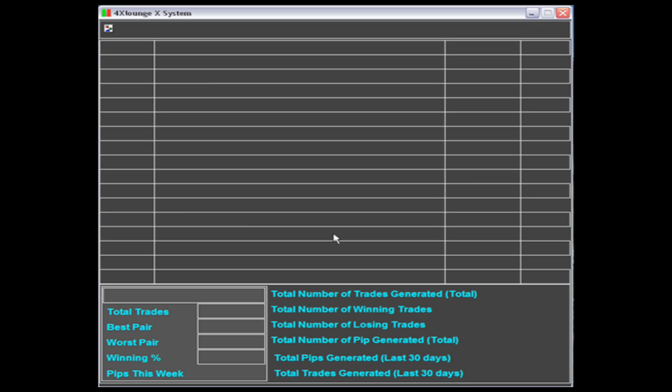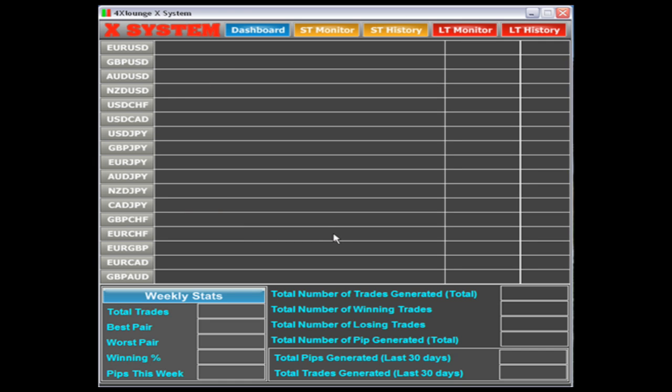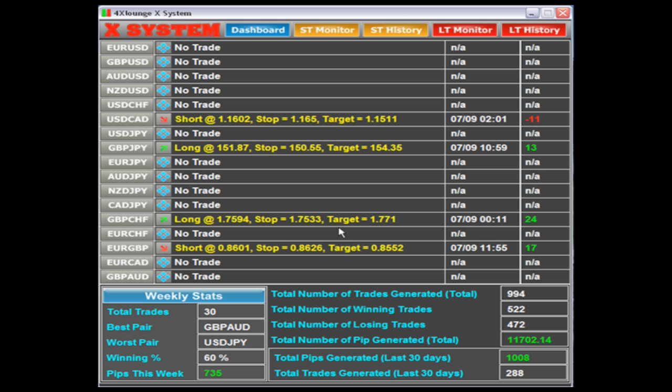We zip over here to the short-term monitor. We can see all of our trades in real time. It takes just a second for the data to load. You can see that right now on the short-term monitor we have 4 trades running. It told you what price the trade went short at. It tells you where to place your protective stop and where to place your target for this trade. It lets you know the day that it opened and the time that it opened.